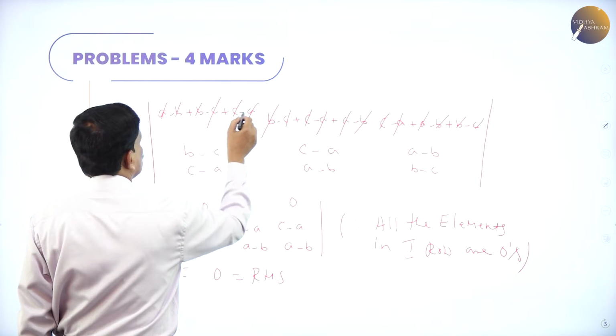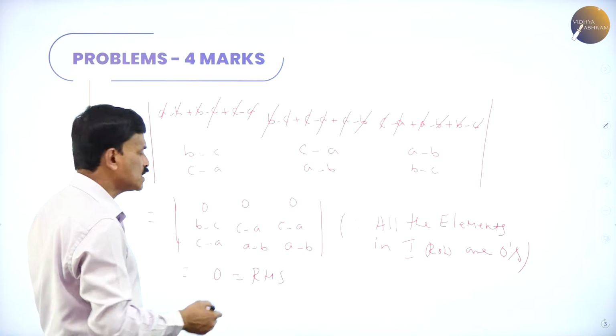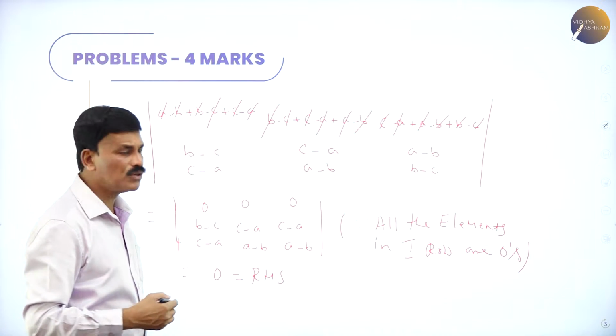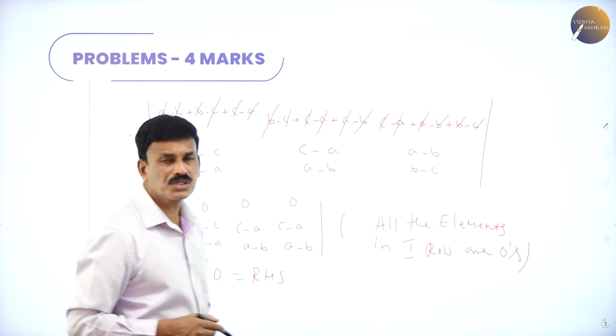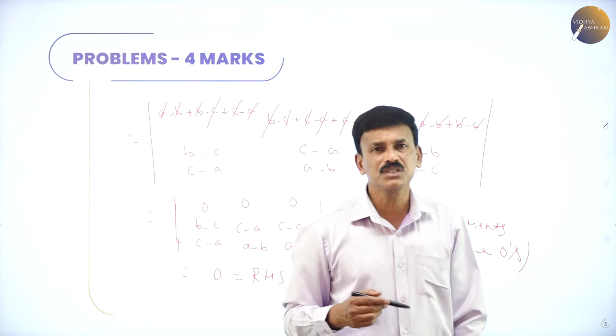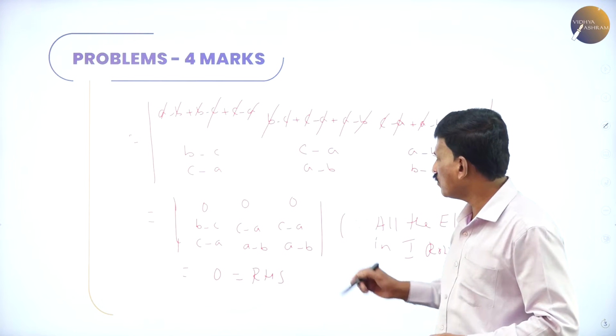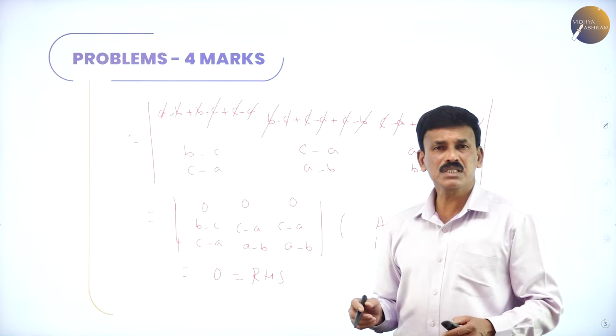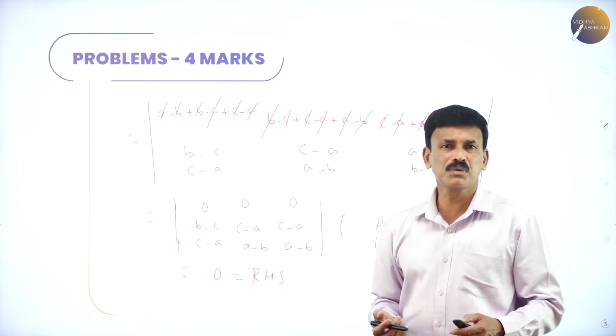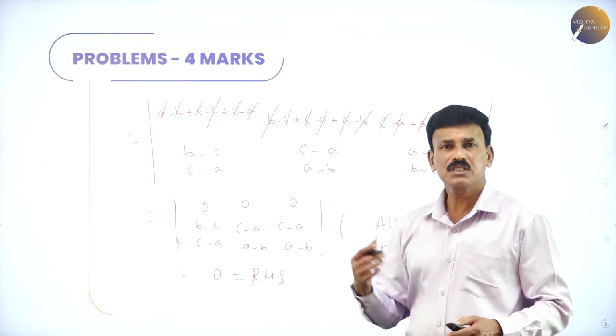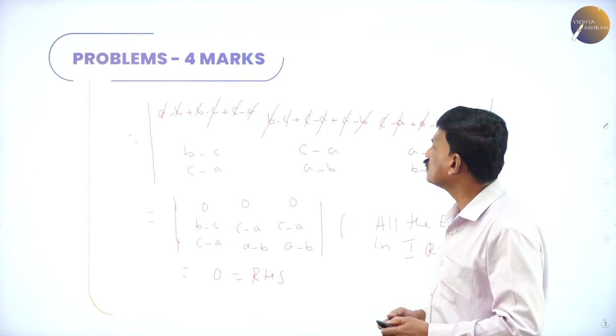So minus C plus C, minus A plus A, and B minus B get cancelled. So the first row will reduce to 0. Since all the elements in the first row are zeros, therefore the value of the determinant is equal to 0. That is your RHS. Hope you follow. You may expect this type of questions. Very easy and very simple problem, okay, for 4 marks. Now let us come to the next problem.